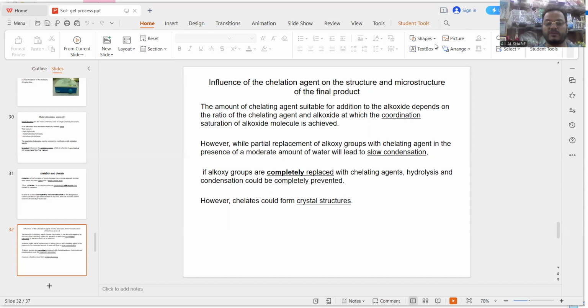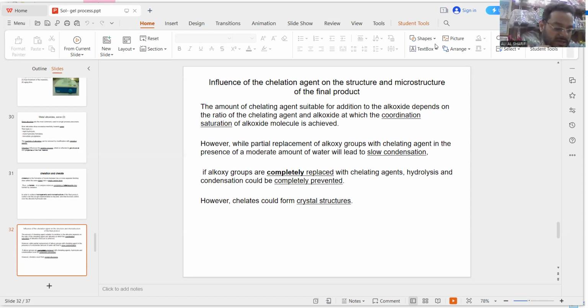Let's talk about the influence of gelation agent on the structure and microstructure of the final product. Like I said before, the microstructure is very important. Why? Because by increasing the crystallinity and the grain size, the ferroelectric properties will increase. That was my goal in my study.